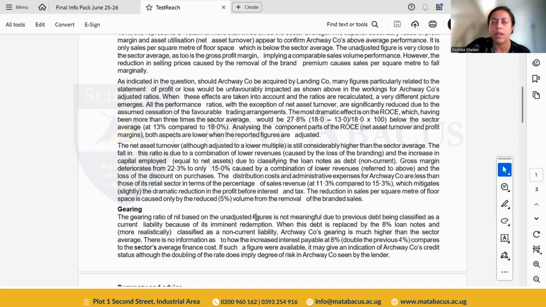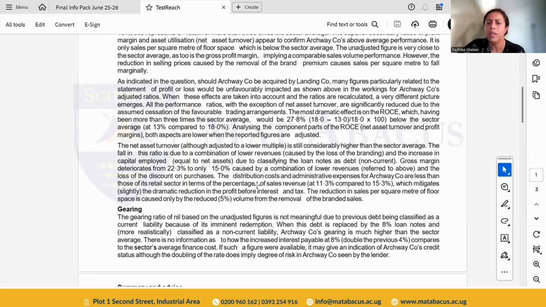Why has it fallen? Remember the formula for net asset turnover. It's sales revenue divided by capital employed. So sales revenue, we know it fell, and there was also an increase in the capital employed. Remember, mathematically, when the denominator is going to increase for this ratio, then your ratio is going to fall. And capital employed increased because capital employed, the formula we used was equity plus non-current liabilities. And there was a non-current liability, which was not there in the original computation. So as a result of capital employed increasing and as a result of revenue decreasing, net asset turnover fell, although it's still higher than the sector average.